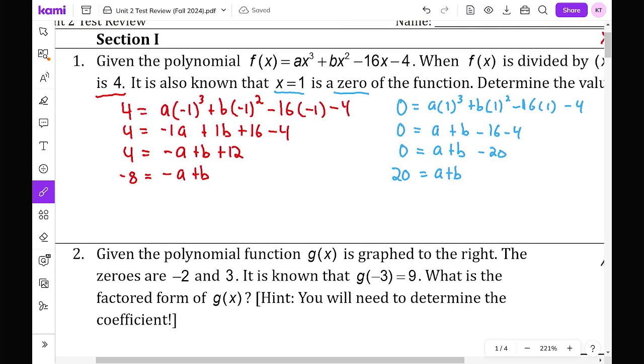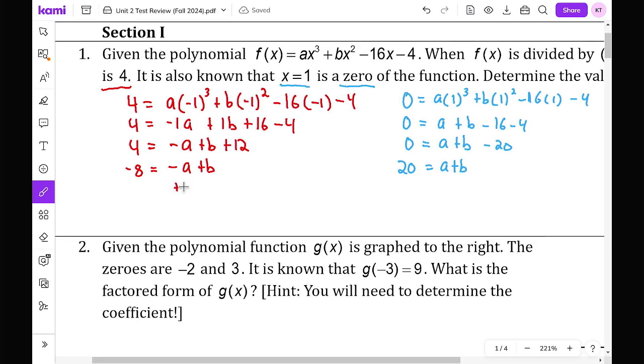So now I have my two separate equations, and I'm going to turn this into a system. And I'm going to solve this by using substitution, okay? So I'm going to set my first equation equal to b, because that will require the least amount of movement here. You can also do the same thing with the other equation. I just personally believe this is easier for me. So I add a to both sides. So then I'll get negative 8 plus a is going to equal b.